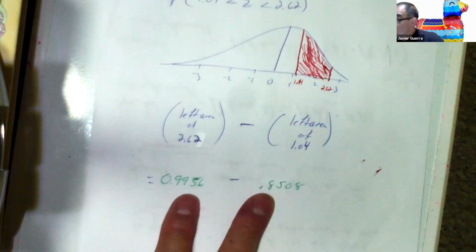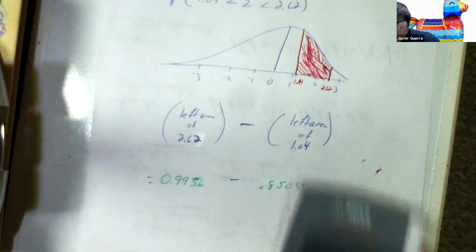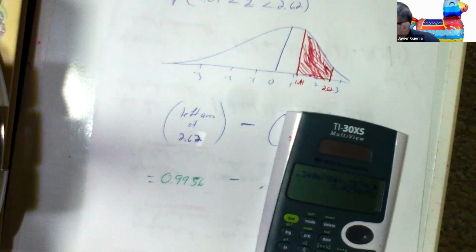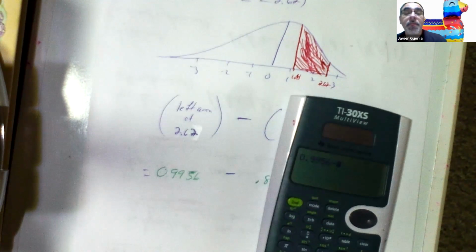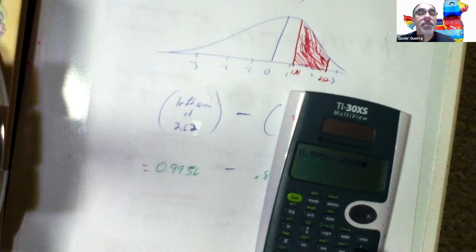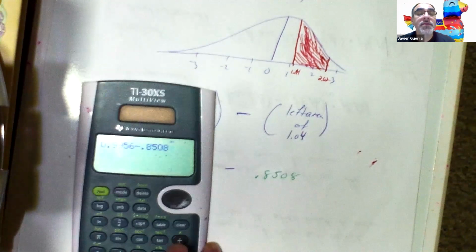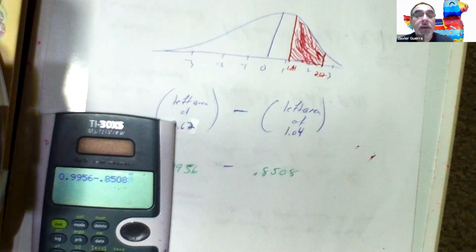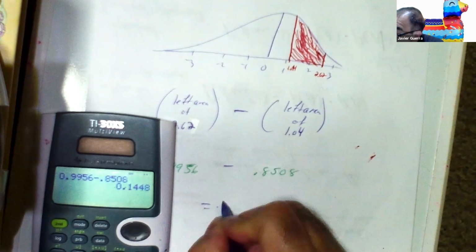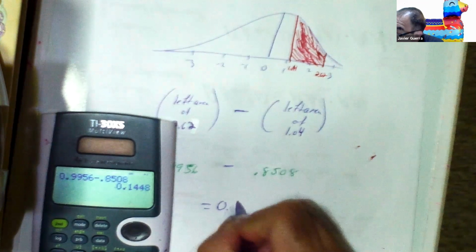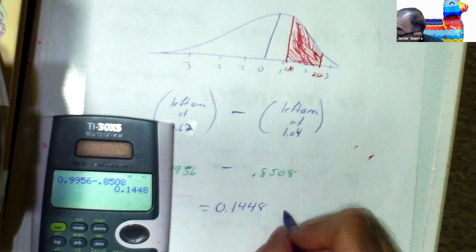So now I'm going to subtract 0.9956 minus 0.8508. Boom. 0.1448, or 14.48%.